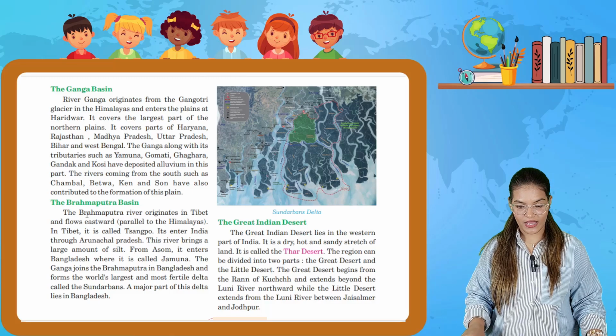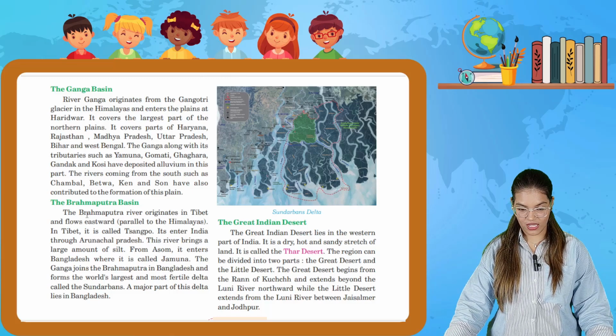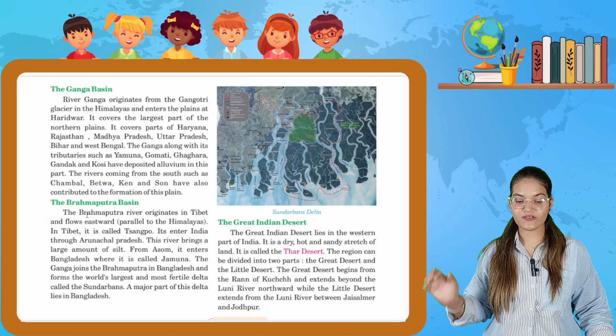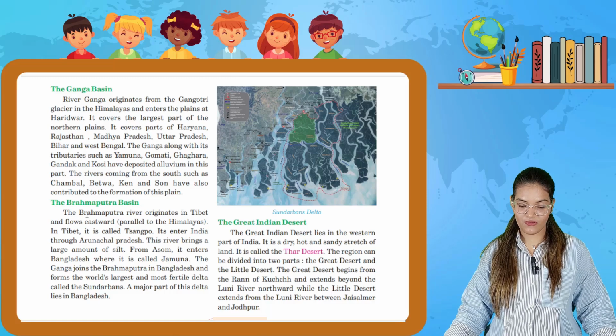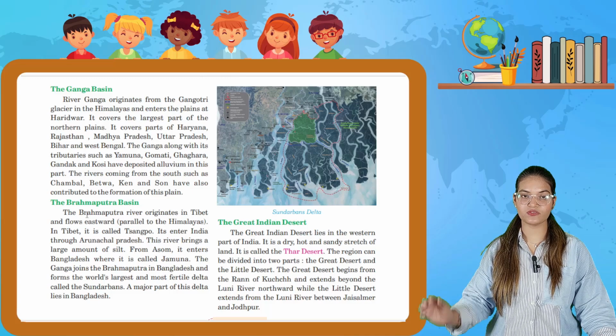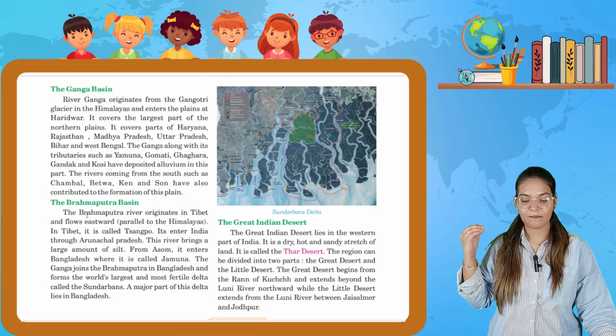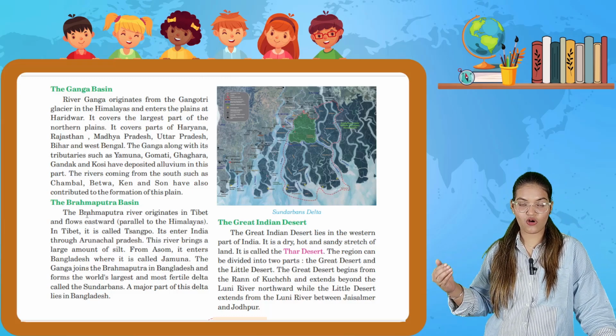The Ganga, along with its tributaries such as Yamuna and Kosi, have deposited alluvium in this part. The rivers coming from the south, such as Chambal, Ken, and Son, have also contributed to the formation of this plain. इन लोगों ने भी काफी ज्यादा contribute किया है.